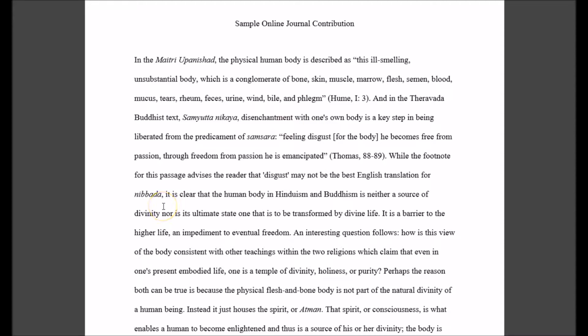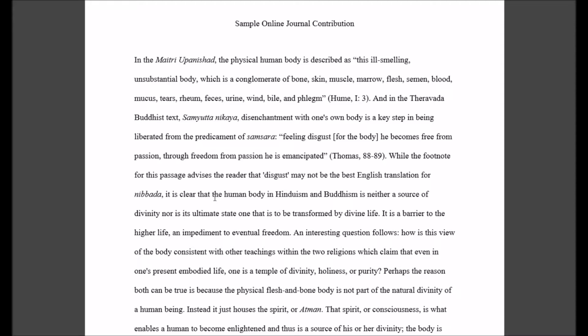Clever. "It is clear that the human body in Hinduism and Buddhism is neither a source of divinity..." So let's stop right there. So what she's doing is saying that no matter how you translate Nabata, disgust, disenchantment, or aversion is another common one, what all those meanings would have in common is something. Okay, it's clear that the human body in Hinduism and Buddhism is neither, and she's saying what they have in common are two things, or two things follow from that.